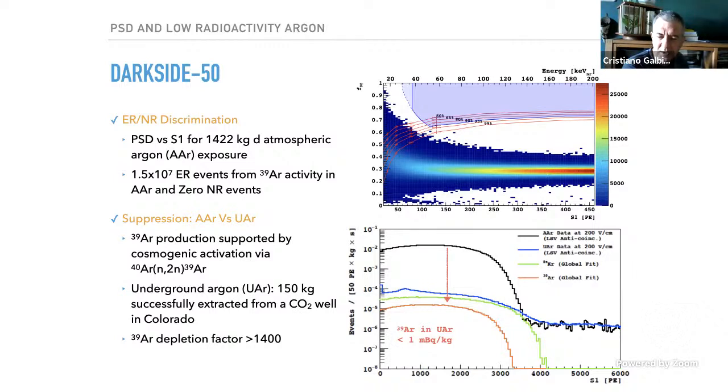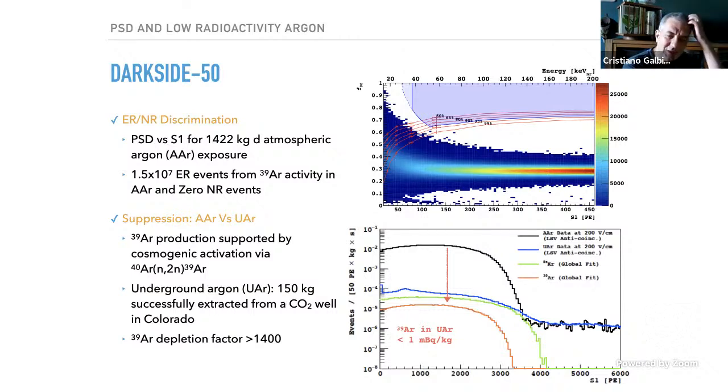You see the beta spectrum, which is the big bump in the black curve. That is the beta spectrum of argon-39. And immediately, as we inserted the underground argon, there was a very strong reduction of argon-39 by over a factor of 1,000.